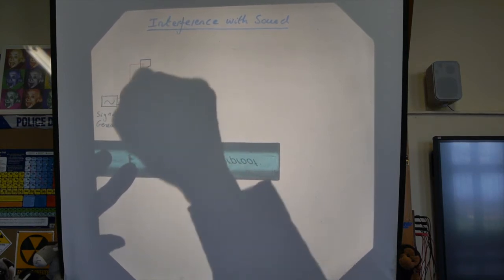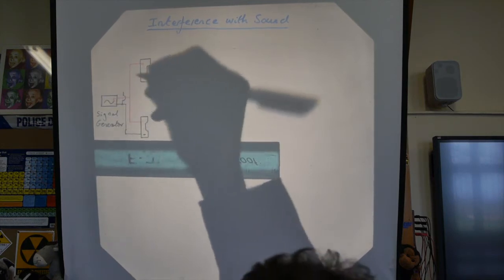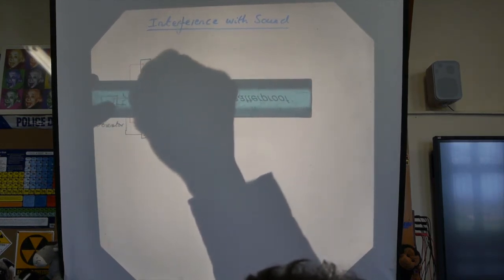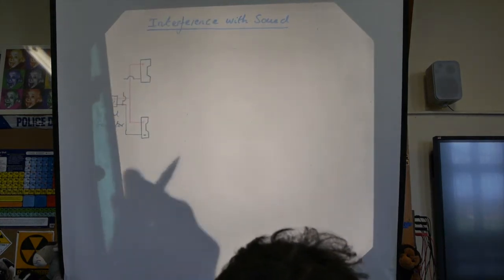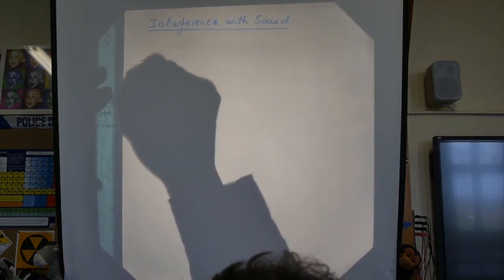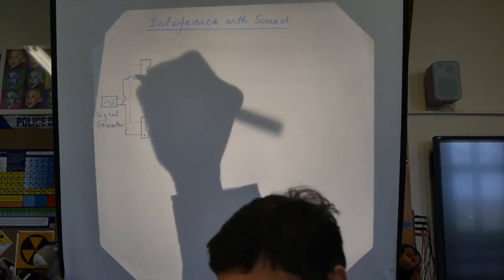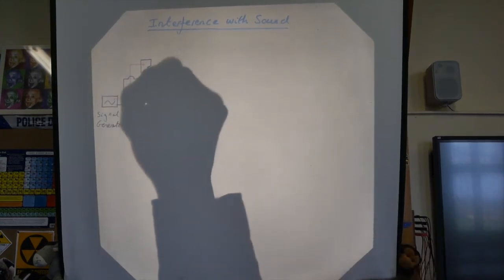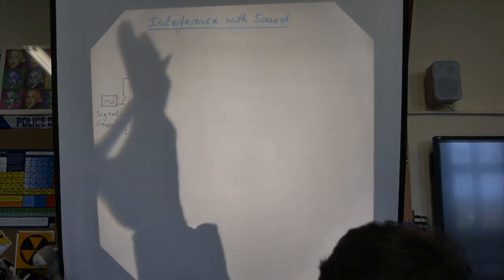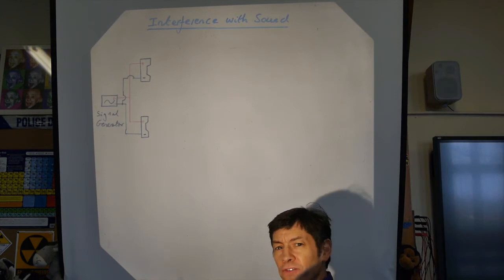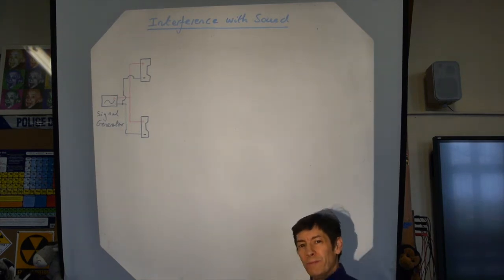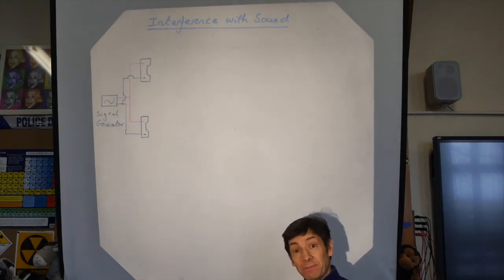So there's the minus, and we're going to come up here and connect into the negative of this loudspeaker as well. So if we get that right, we know that we have the same frequency, the same amplitude, and two loudspeakers oscillating in phase with each other. What I'm going to do first is draw what we might get, and then I'm going to try and explain it, and we'll demonstrate it practically as well.